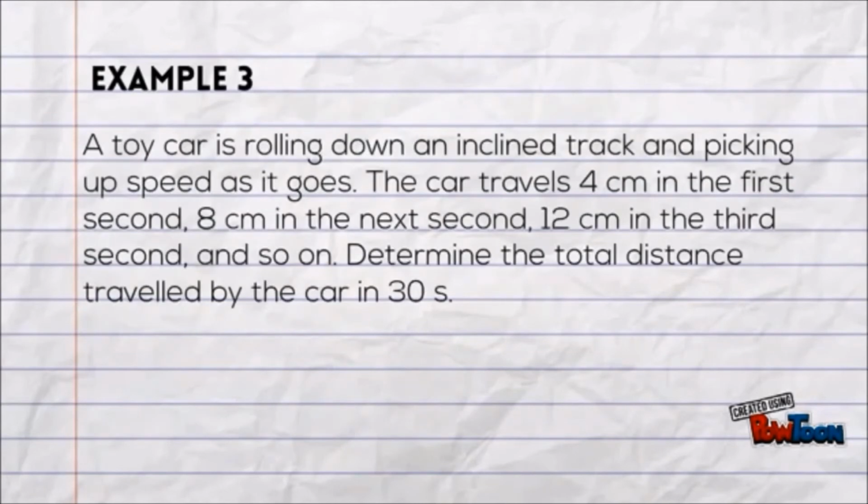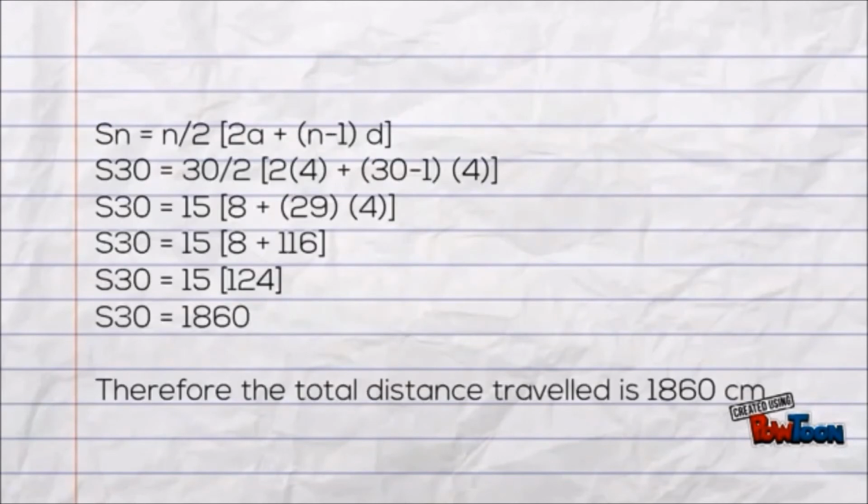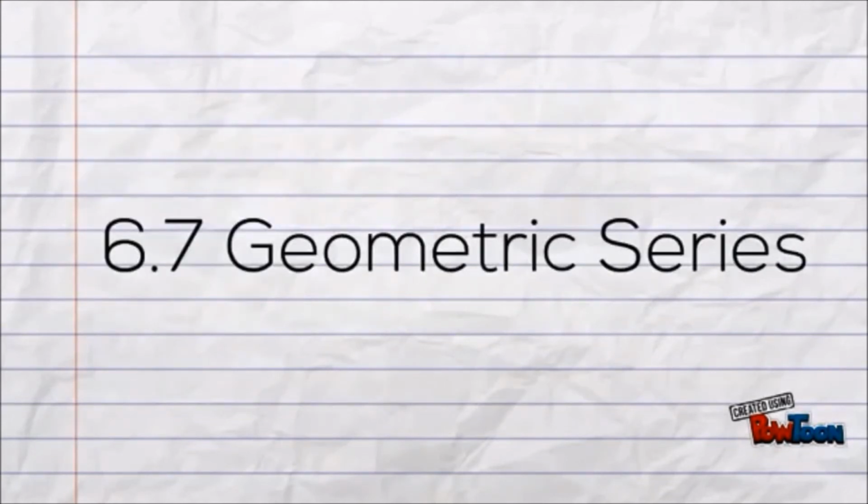Now moving on to word problems. You can pause the video to read the question. In this particular series, a is 4, d is 4, and n is 30. After plugging in the values, the brackets are solved first, thus resulting in 124, which is then multiplied by 15 to produce a sum of 1,860.